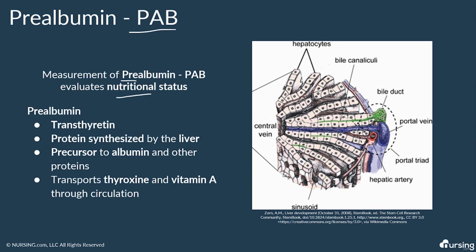So prealbumin, also known as transthyretin, is a protein that's synthesized by the liver. Did you notice the prealbumin? It's actually a precursor to albumin and other proteins in the body. It's responsible for transporting thyroxine, or T4, and vitamin A through circulation. And it's produced in hepatocytes, like you can see here in this image.